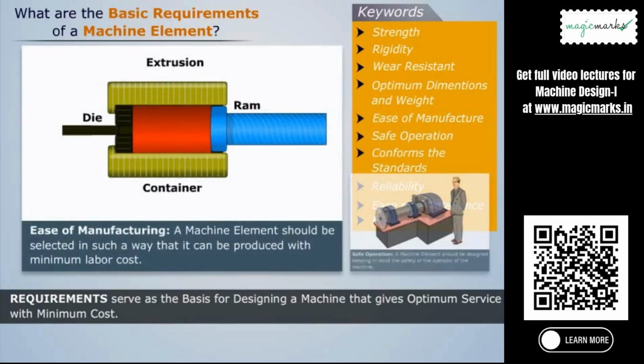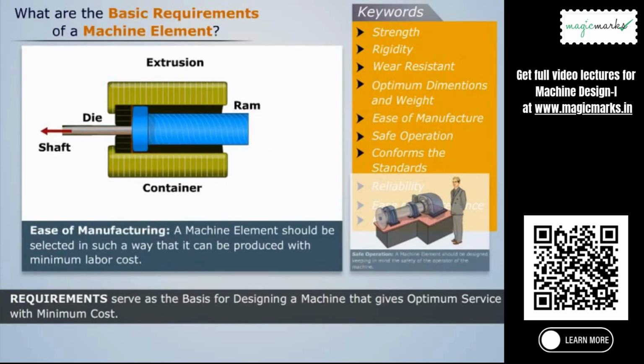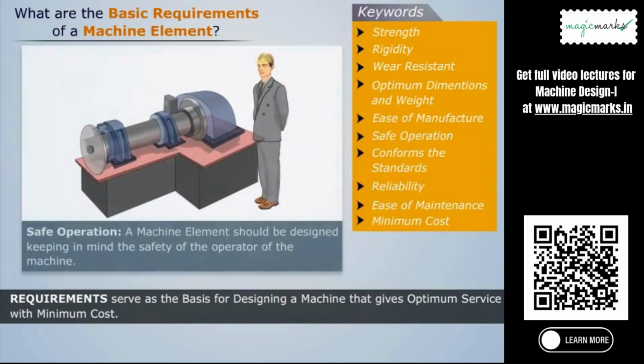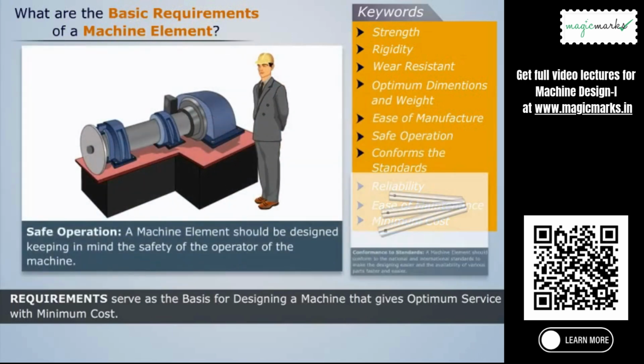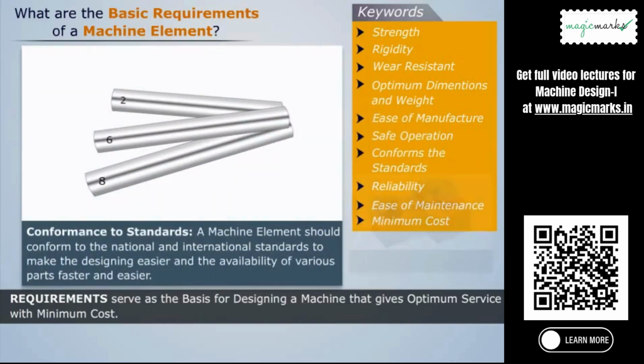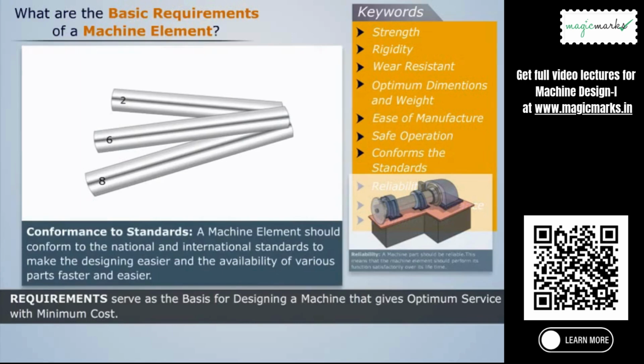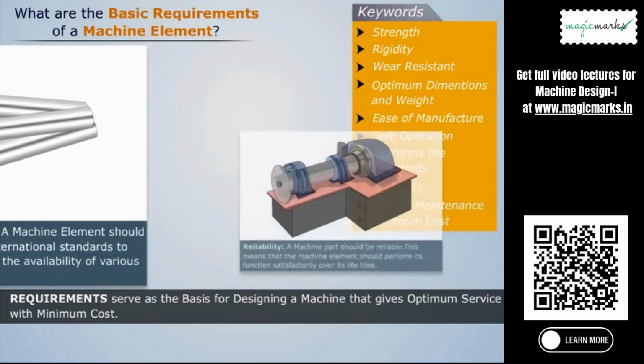A machine element should be selected in such a way that it can be produced with minimum labor cost. A machine element should be designed keeping in mind the safety of the operator of the machine. A machine element should conform to the national and international standards to make the designing easier and the availability of various parts faster and easier.